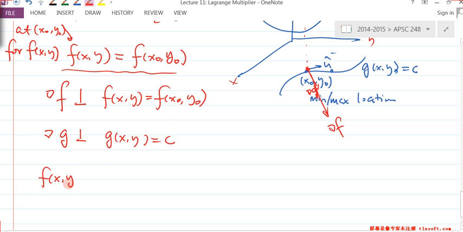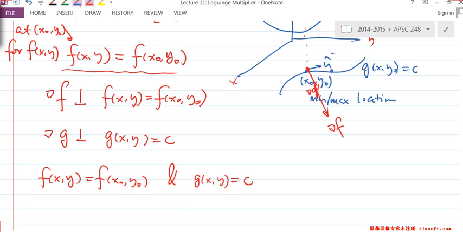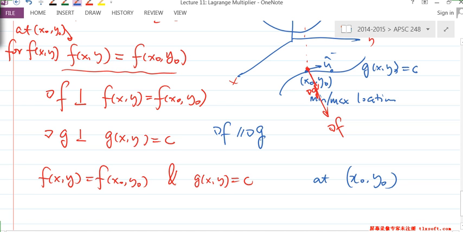Between these two, what is the relationship at the x naught, y naught location? Because both of them go through the point x naught, y naught, right? Both of them go through the same point. And you have these relationships. So tell me, what's the geometric relationship between the two curves at this location?